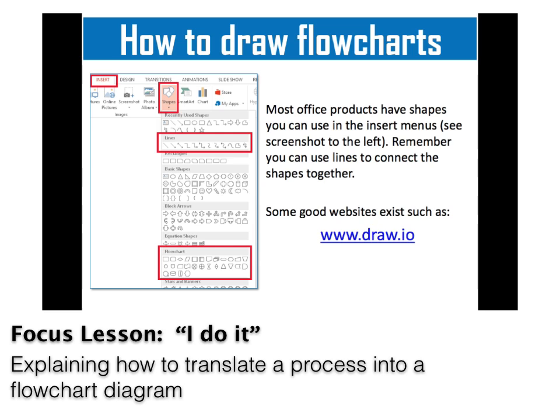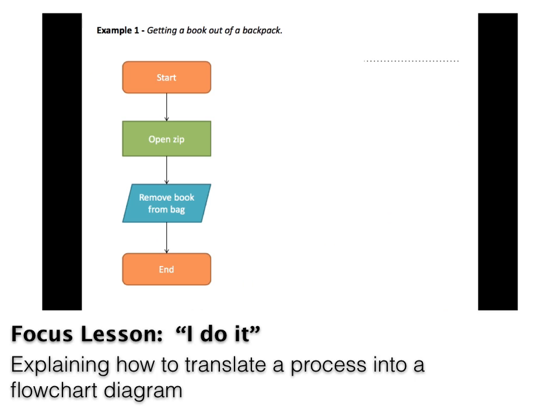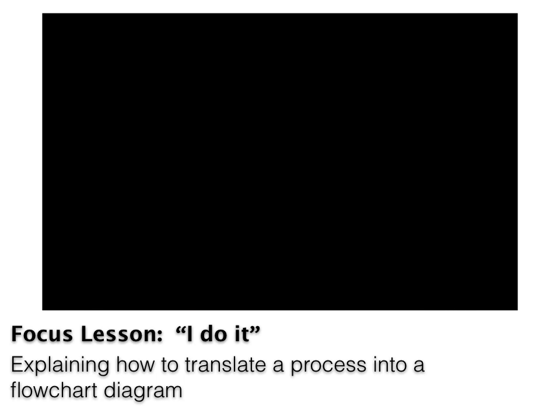So, how do we do them? For now, we're going to do it on paper, so the tool is not important right now. I'm going to show you a first example, a very simple one. Let's say that we're going to talk about how to get a book out of our backpack. We're going to define the steps we need to follow to get that book out of our backpack. Of course, we need the start and the end blocks, which are very important.